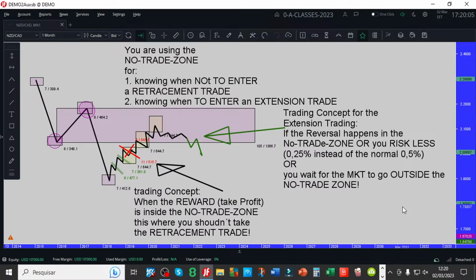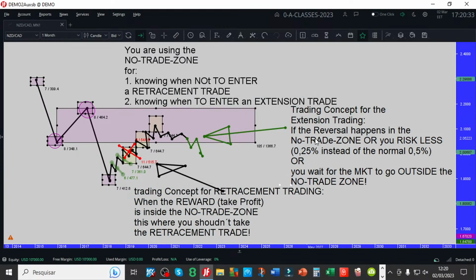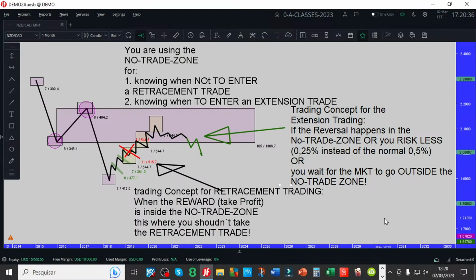You are using the no trade zone for, number one, knowing when not to enter a retracement trade. And down you have the trading concept for retracement trading. When the reward take profit is inside the no trade zone, this is where you shouldn't take the retracement trade.